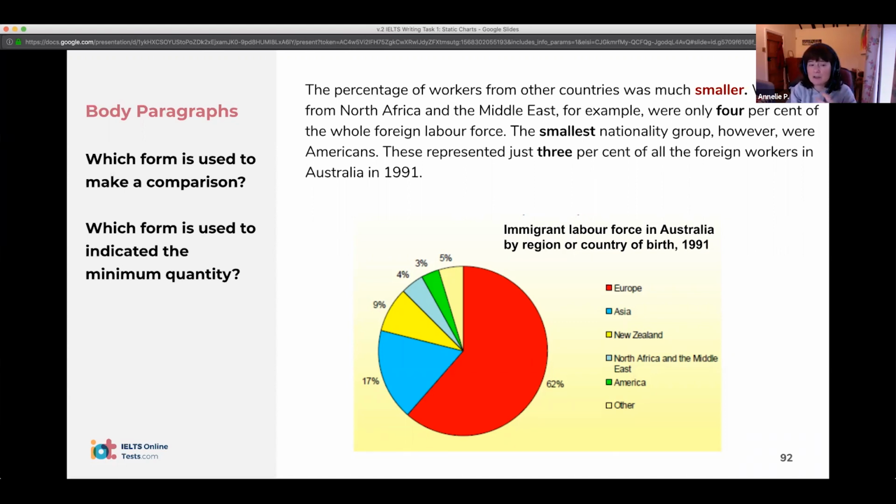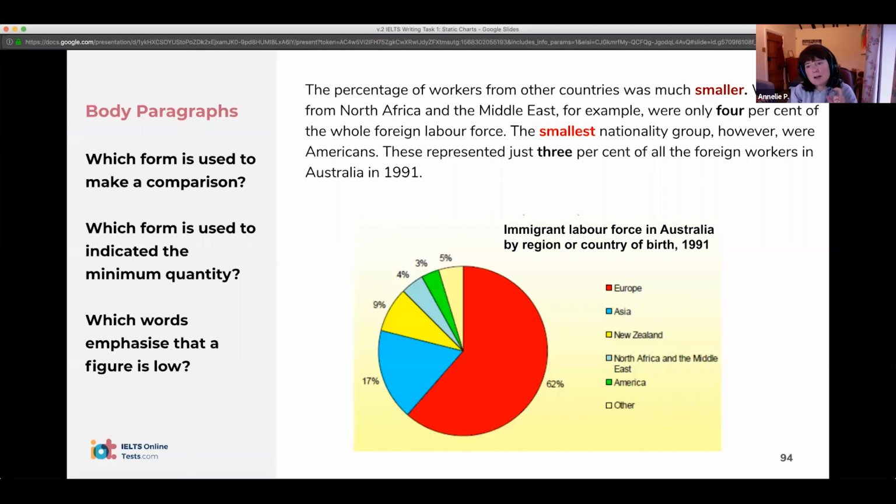Superlatives, if we're going down to the lowest one, yeah, so the smallest nationality group. So lots of comparison expressions is very important here. That's right, Talu, the superlative. So comparatives, superlatives, other expressions for comparing different figures works very well here, okay?